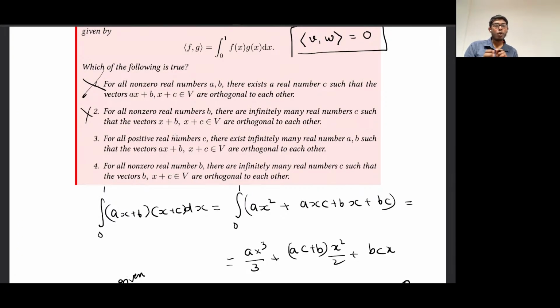Now it says that for all positive numbers c, there exist infinitely many real numbers a and b such that the vectors ax + b and x + c are orthogonal to each other. So now c is fixed, and we have to see whether we can always find a and b, not just one, but infinitely many real numbers such that these two are orthogonal. Let's see this.